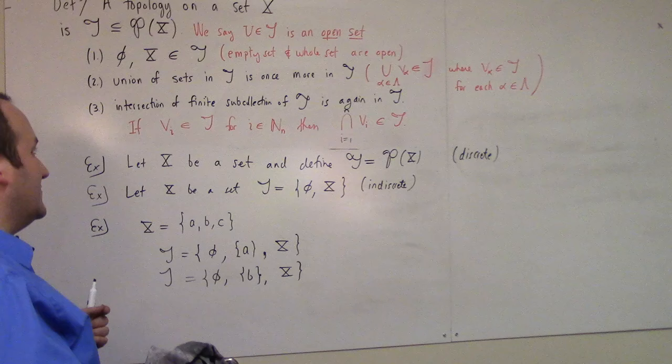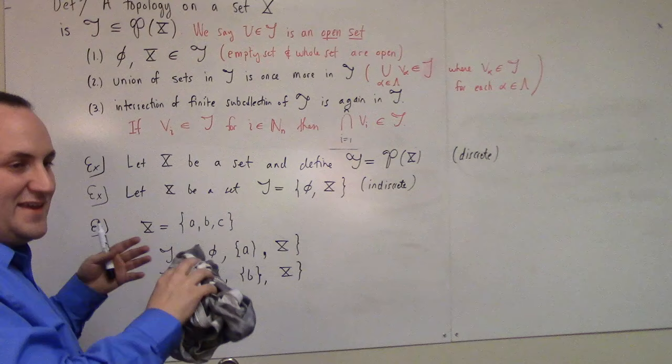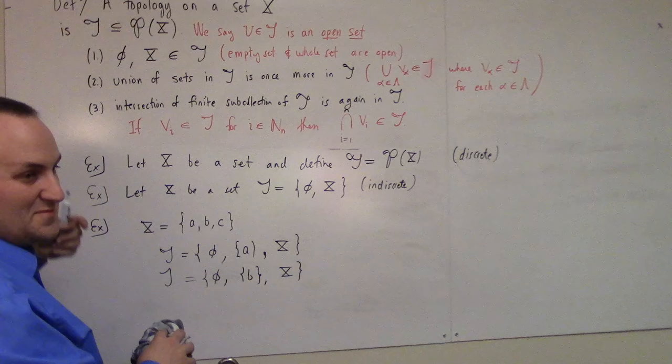It's involving choosing things from the power set. Okay. So how many possible choices are there of things from the power set, such that those things satisfy at the same time these three axioms? Oh, yeah, never mind. You described it in the beginning.